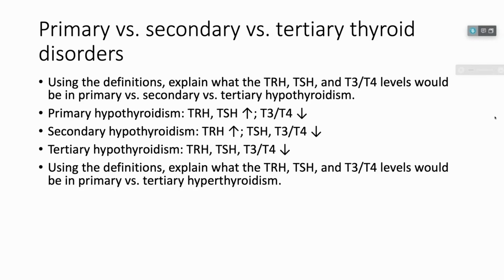There's really not that much, honestly, to understand conceptually. Can you repeat the question, please? So explain to me what the TRH, TSH, and T3 and T4 levels would be in primary versus tertiary hyperthyroidism.